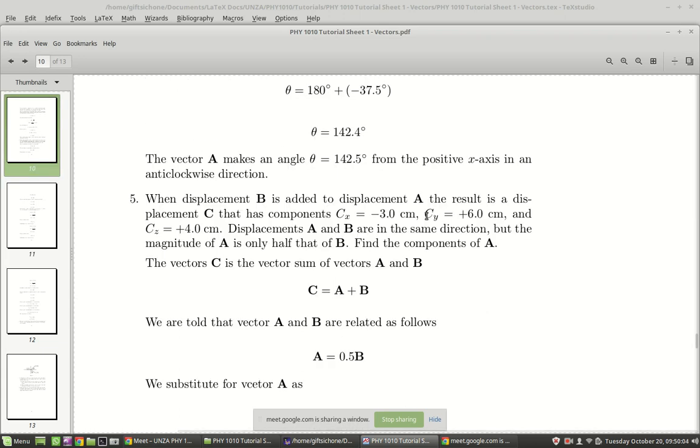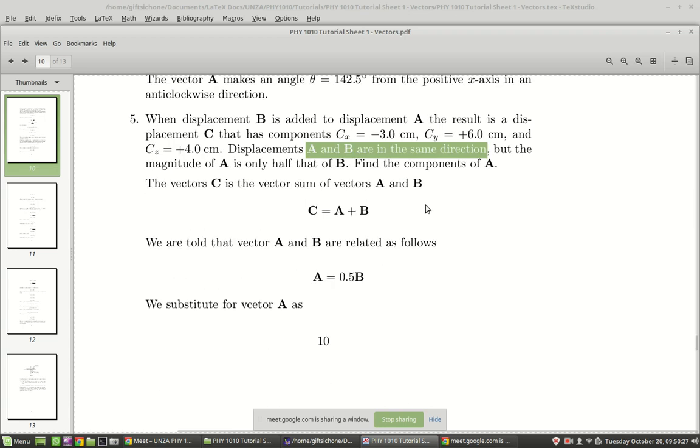So we were told that for us to get vector C, we needed to add vector B to vector A. So basically, A plus B is what gave us C. However, we were also told that A and B are in the same direction, so we don't have to worry about any angles.